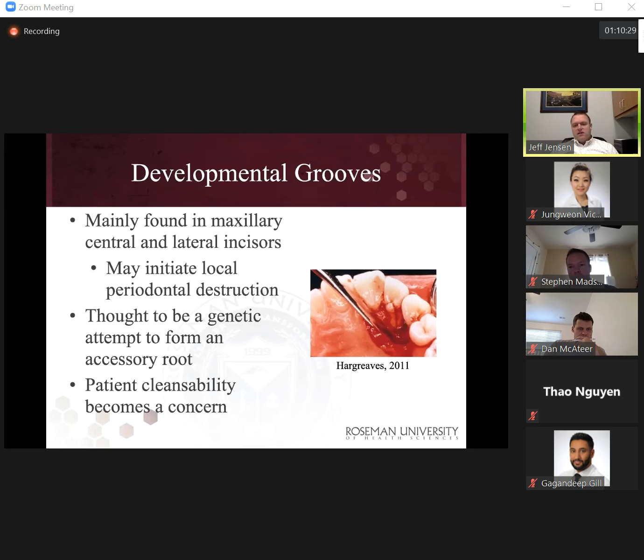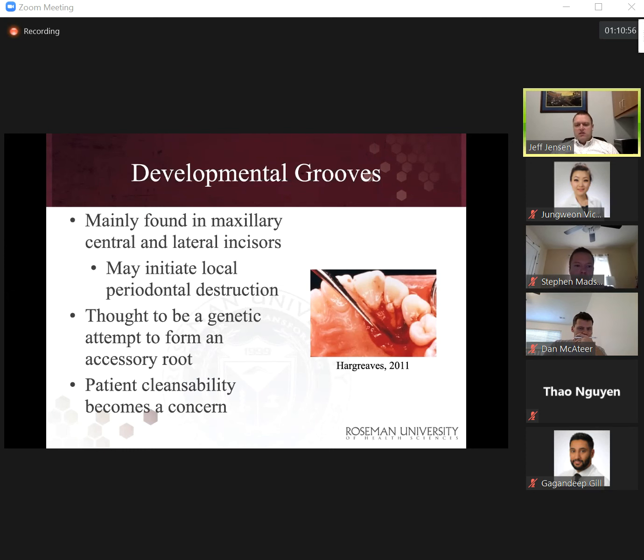The thought on these is that it may have been a genetic attempt to form an accessory canal that never sealed, and so it just kind of invaginated and caused a groove to form on the tooth in development. And again, the big issue on these is patient cleansability. So if they aren't able to keep it clean and you start to see localized attachment loss, then you start to have a problem with these.